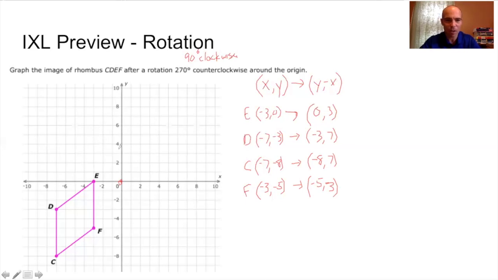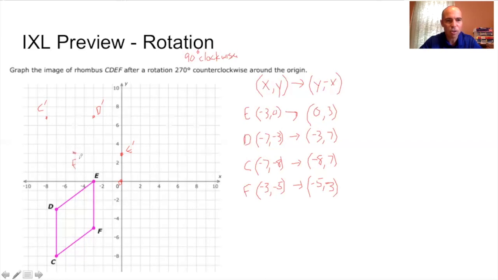So now what I'm going to do is I'm going to graph my new E, and I will label it appropriately. I'm going to graph my new D, and I will label it appropriately. I will graph my new C, -8, 7. There we go. And my new F, -5, 3.